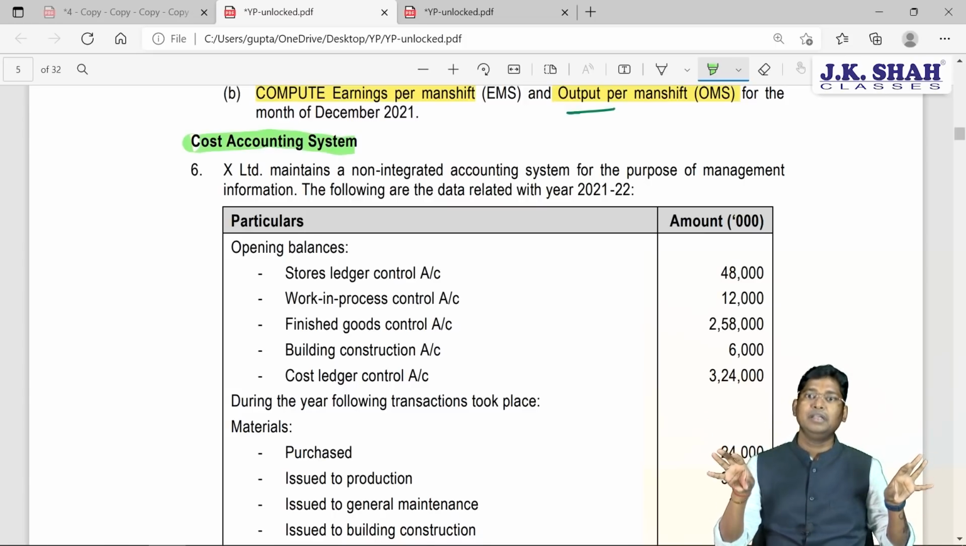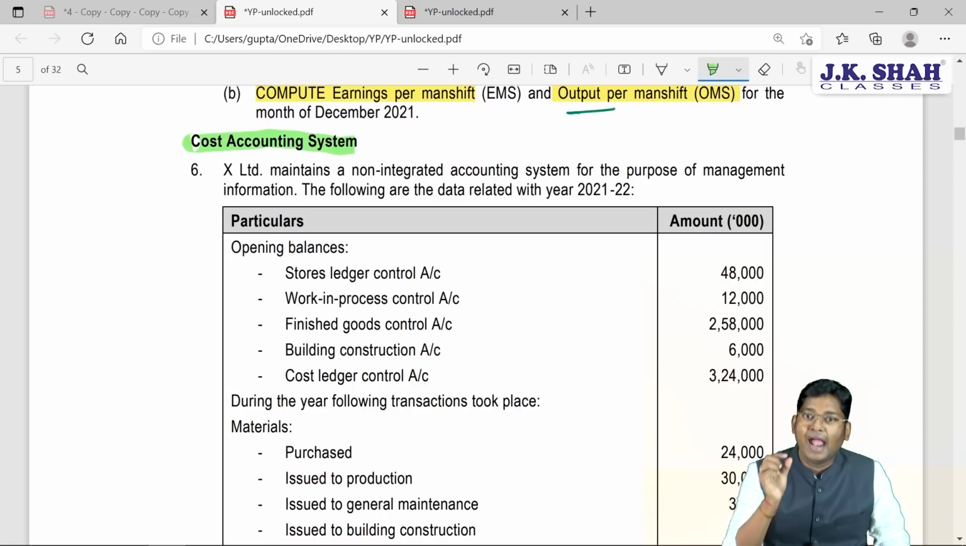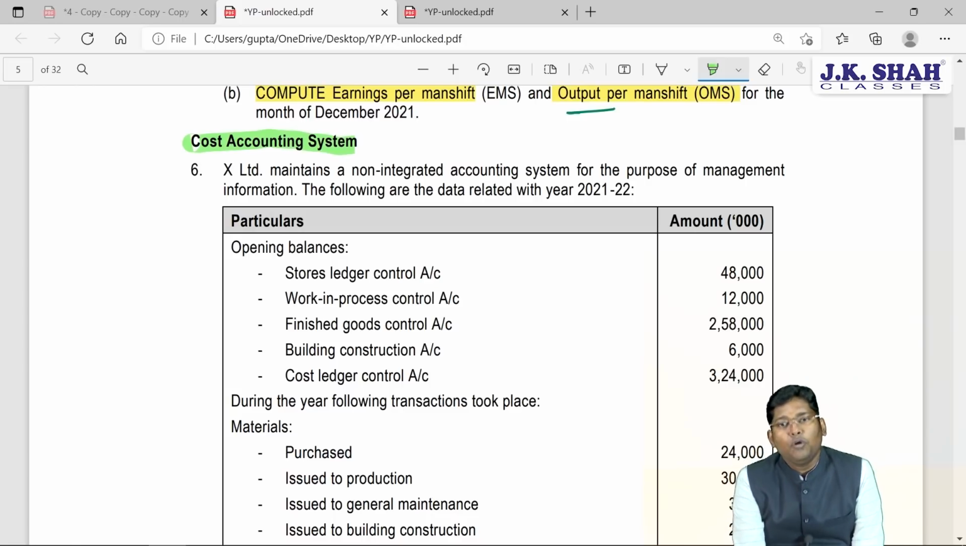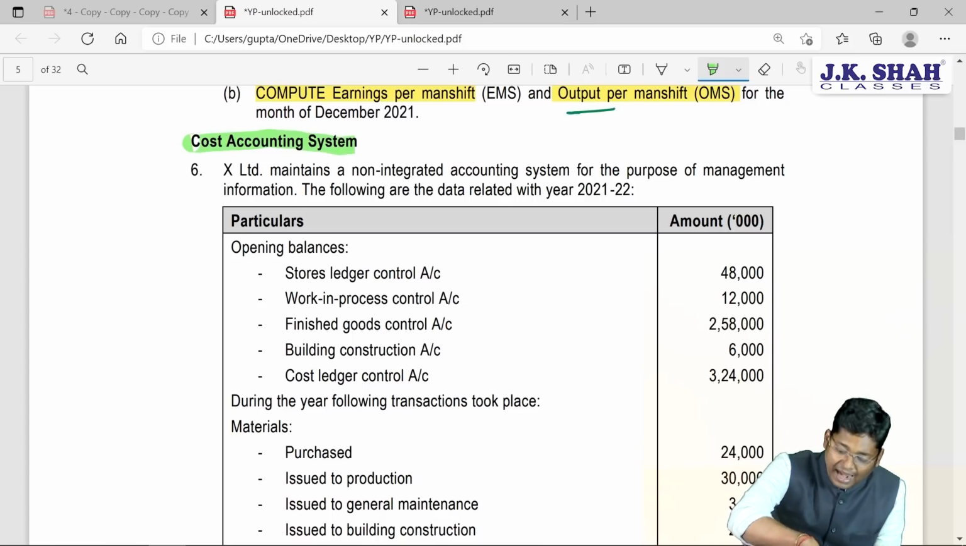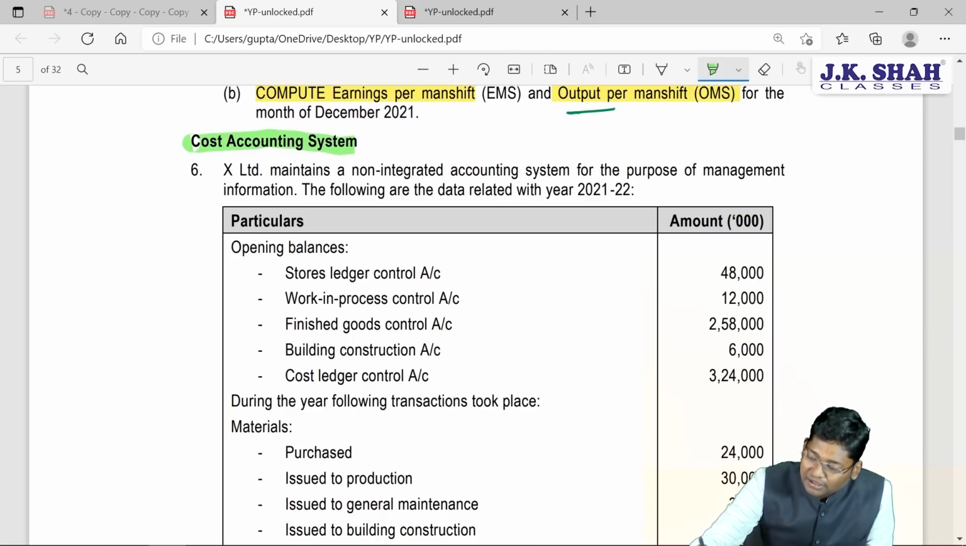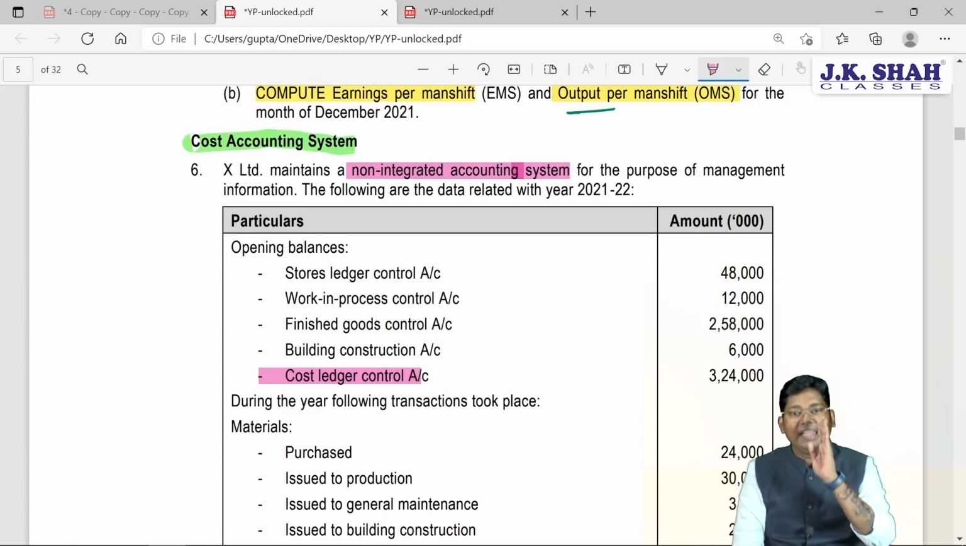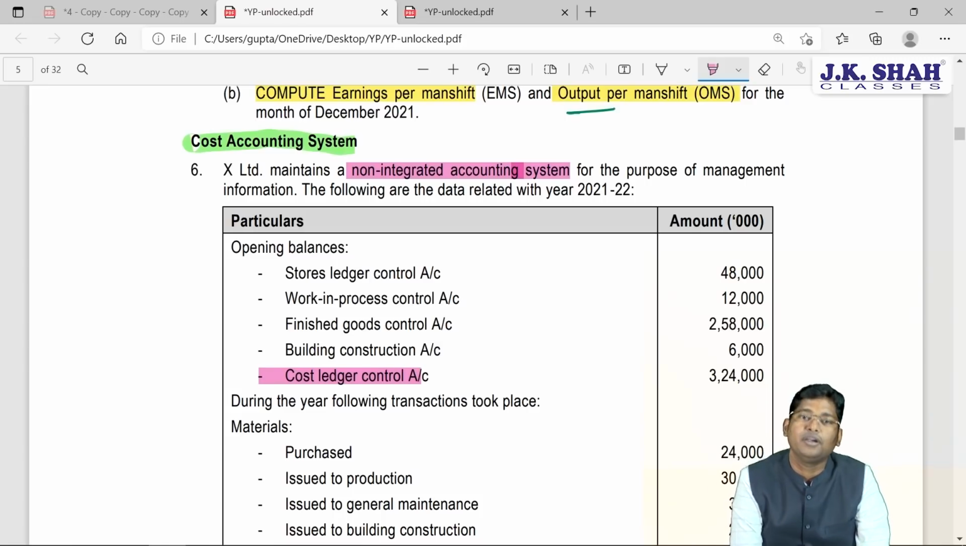This is the system which is called non-integrated, and the biggest indicator to identify whether a question is based on integrated or non-integrated is GLC, General Ledger Control, which can also be called the cost ledger control account. Whenever cost ledger control account is given in the question, that clearly means the question is based on the non-integrated accounting system, and to identify that you should always check for cost ledger control.